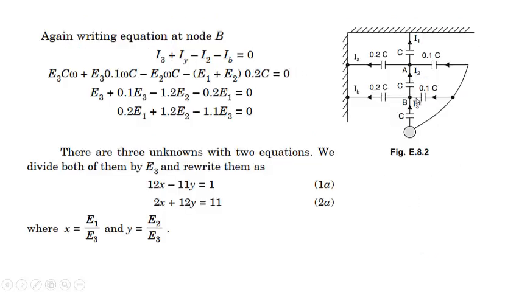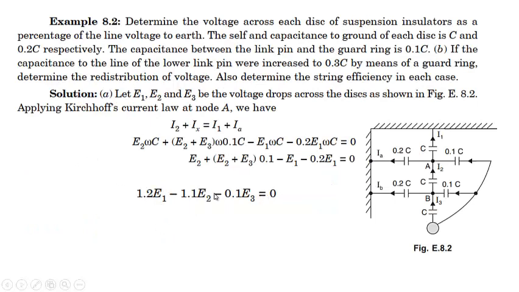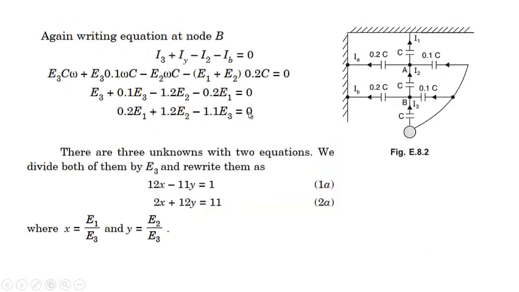Similarly, for this case, you will see that I3 plus IY, let us say this current is IY, is equal to IB plus I2, or I3 plus IY minus IB minus I2 is equal to 0. Putting different values, we get this equation, that is 0.2 E1 plus 1.2 E2 minus 1.1 E3 is equal to 0. Now we have two equations. One is this equation, another is this equation.